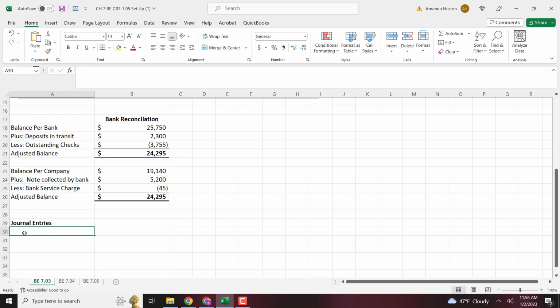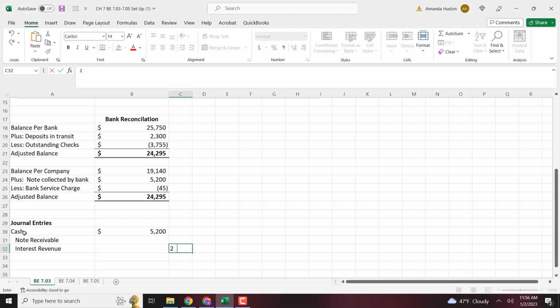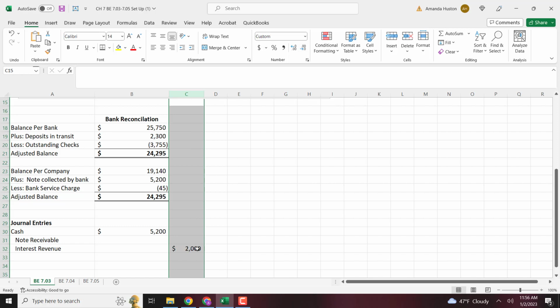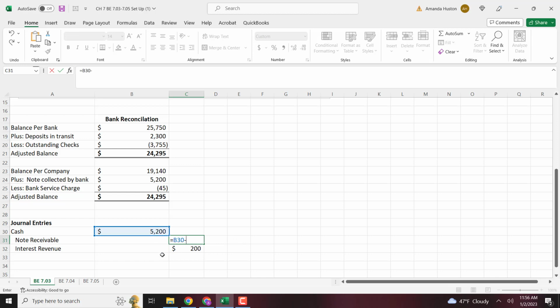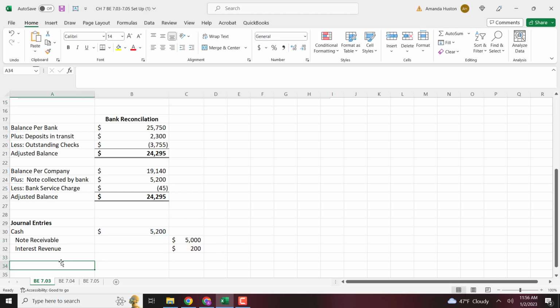So our journal entries is first to record the note receivable, right? So we received cash, 5,200, because it was a positive to cash. That's our debit. And it's note receivable, and then interest revenue. So if they said they collected $200, just make this $200 in interest. So the note receivable was 5,200 minus the 200 in interest. So we collected 5,000 on a note, and interest revenue is 200.